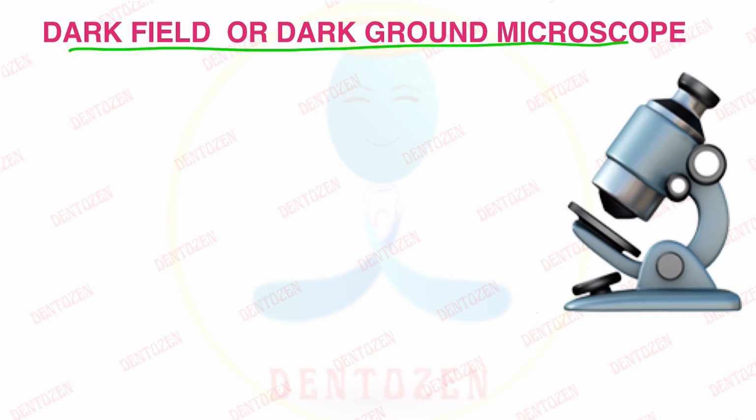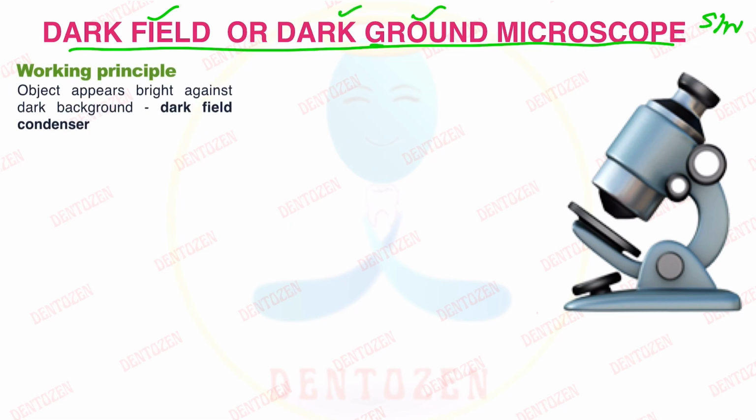Now that can be an important short note. So remember, dark field or dark background. So here the background is dark and the object is light. The object is light or bright against the dark background. Remember, the dark background, dark field. So how is that achieved? Let's see the working principle.